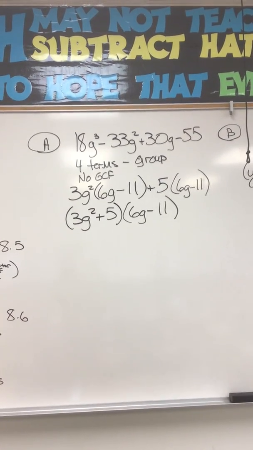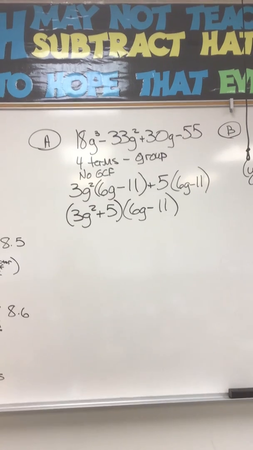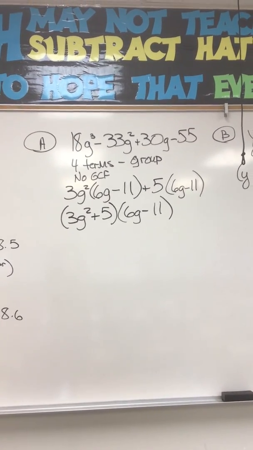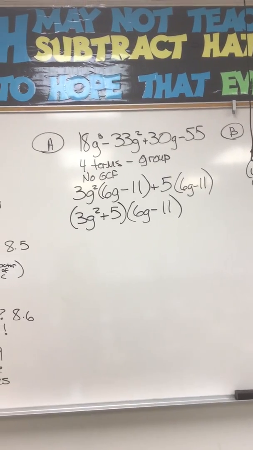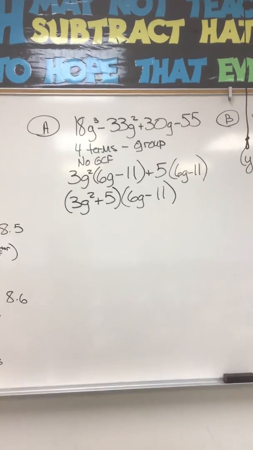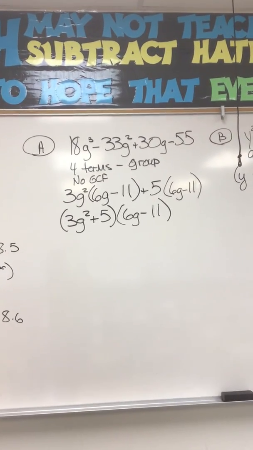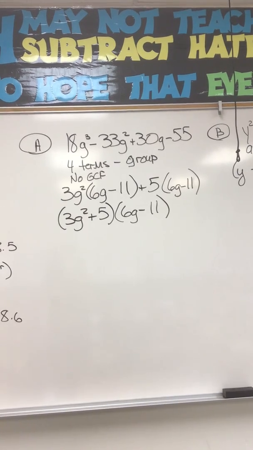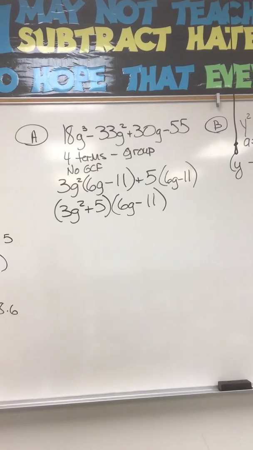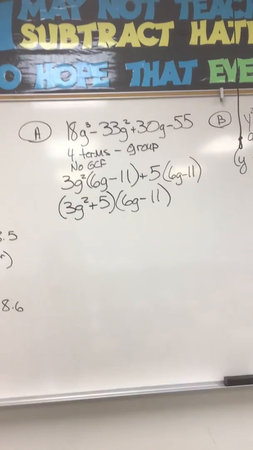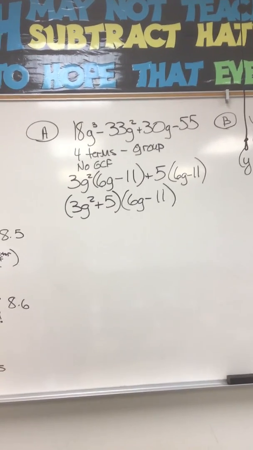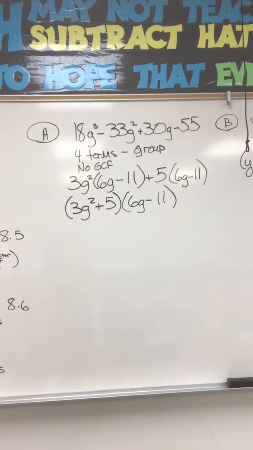So we group our first 2 terms together. 18g cubed minus 33g squared. What can I factor out of there? A 3 and a g. And when I factor that out, I can factor out a 3 and a g squared. When I factor that out, I'm left with 6g minus 11. Now remember, I write that 6g minus 11 right away on the right side, and I use that to help me figure out what I'm going to factor out.